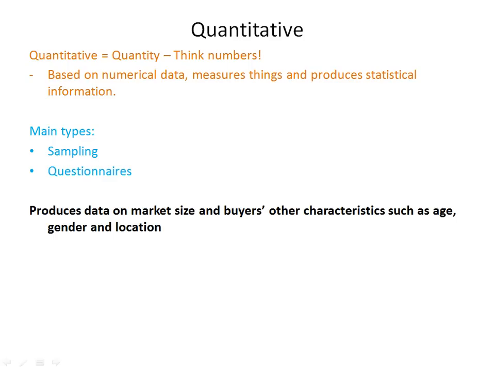So the main types of these are usually sampling and questionnaires, because it's numerical answers. An example is the number of times 18 to 25-year-olds go to the cinema, or the percentage of Toyota's sales now made in China. It's all quantitative research. It produces data on the market size and buyers and other characteristics such as age, gender and location.